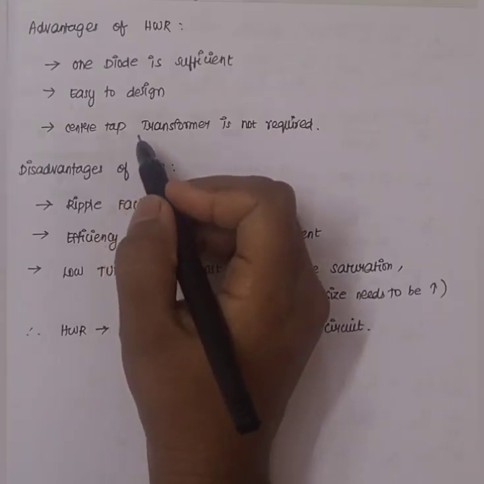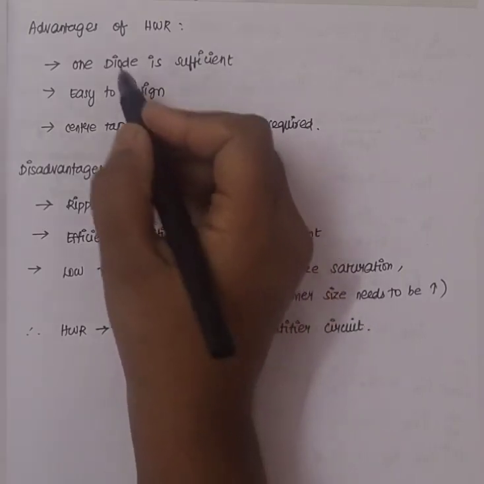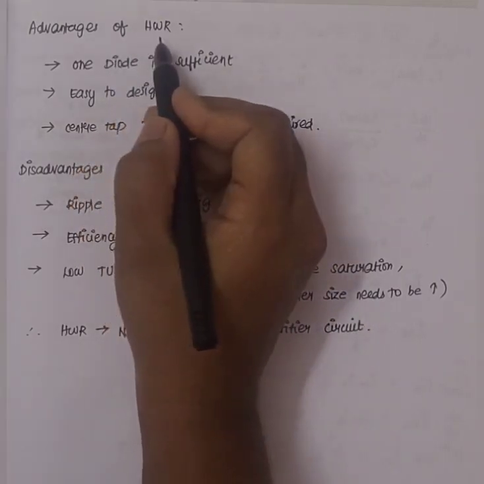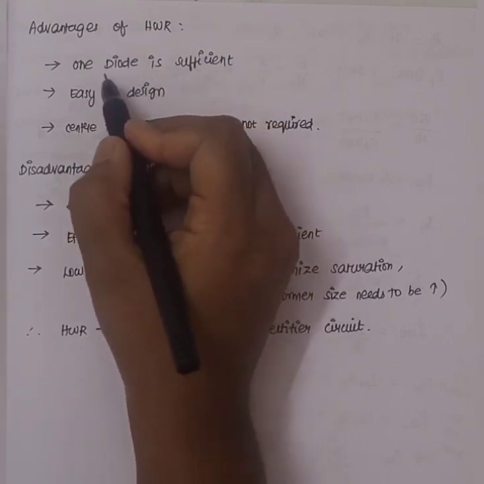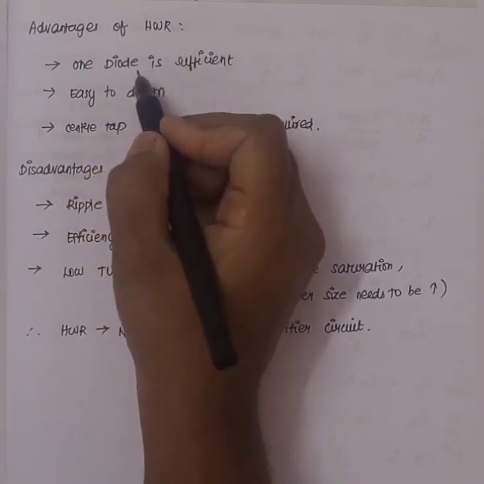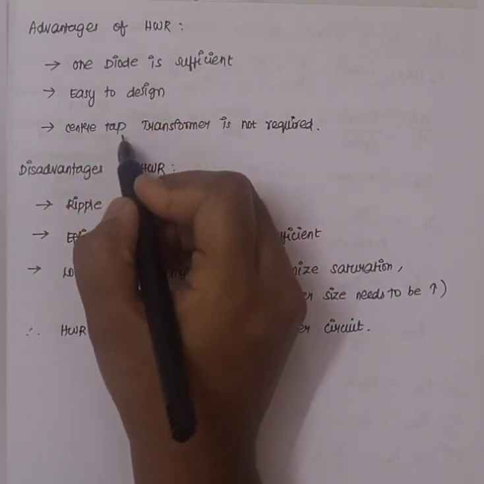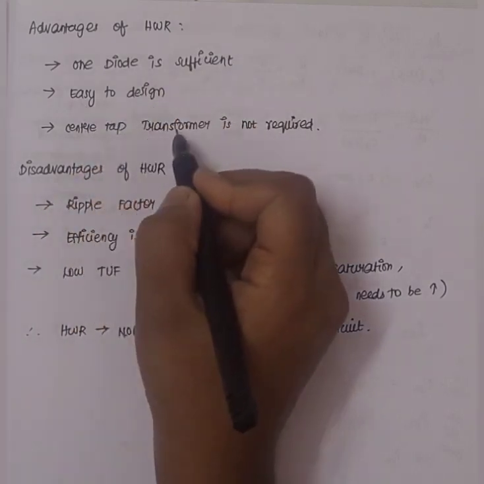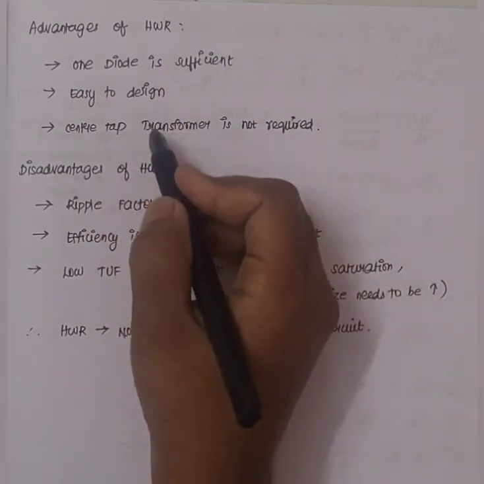Lastly, we can see what the advantages and disadvantages of the half-wave rectifier are. What are the advantages? Here we have used only one diode. With only one diode, we can make this half-wave rectification. It will be easy to design, and we need not require any center tap transformer, because we have used either a step down or step up transformer. So these are the advantages.